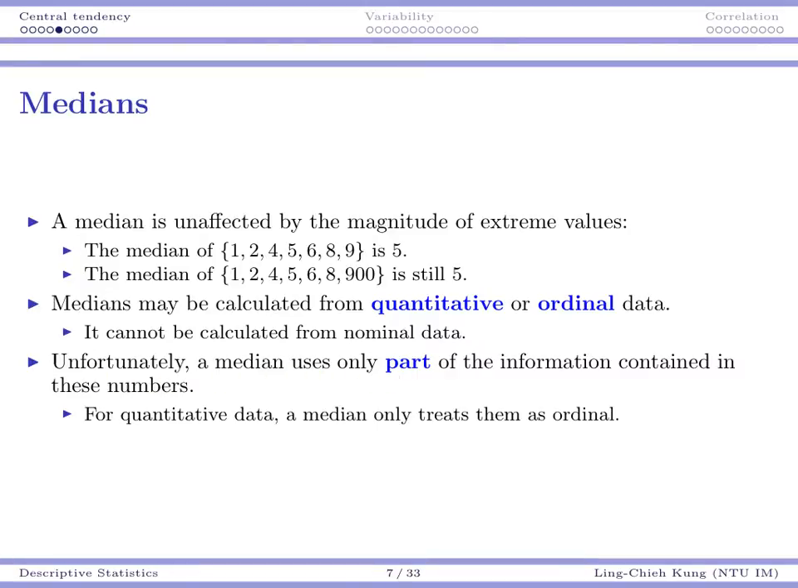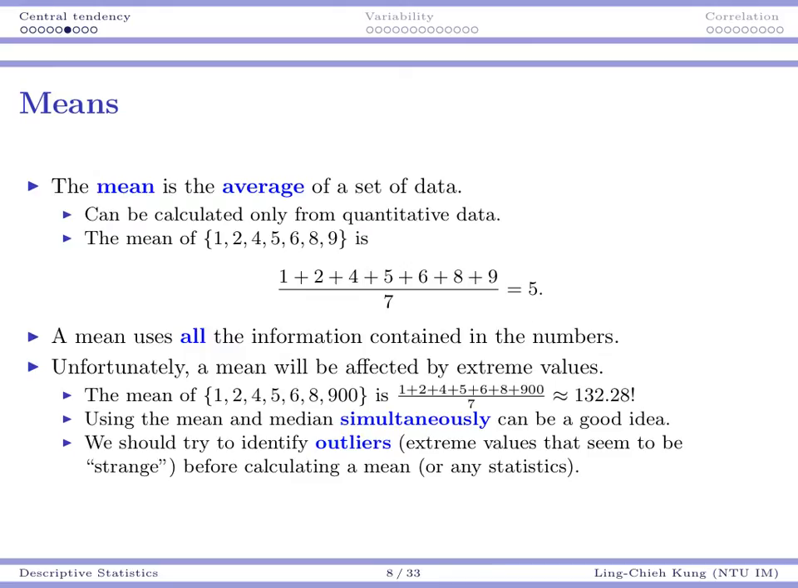Unfortunately, a median is also in some sense bad because it only uses part of the information contained in those numbers. If you have quantitative data, you can do some arithmetic on it, but a median only treats them as ordinal. So you give up some information contained in your data set, and you only use part of the information to do the summarization for everything. That, of course, loses something. Okay? And that motivates us to adopt one further measurement. So, mean.